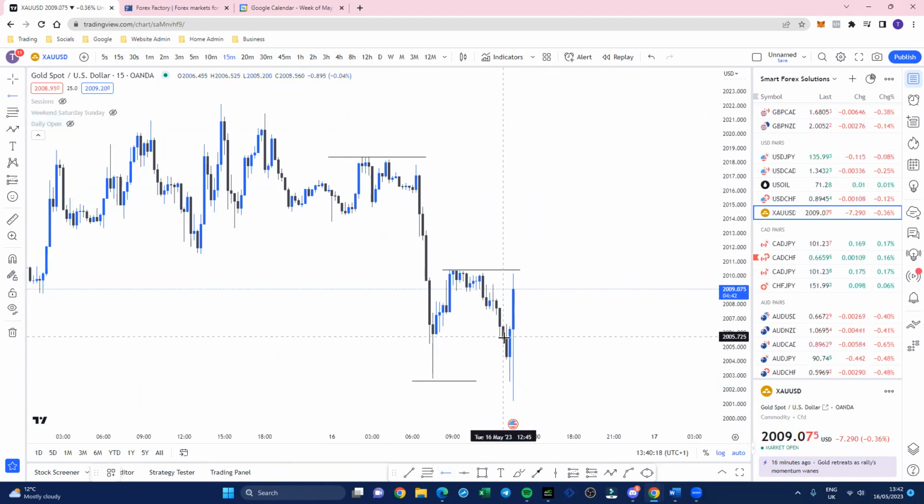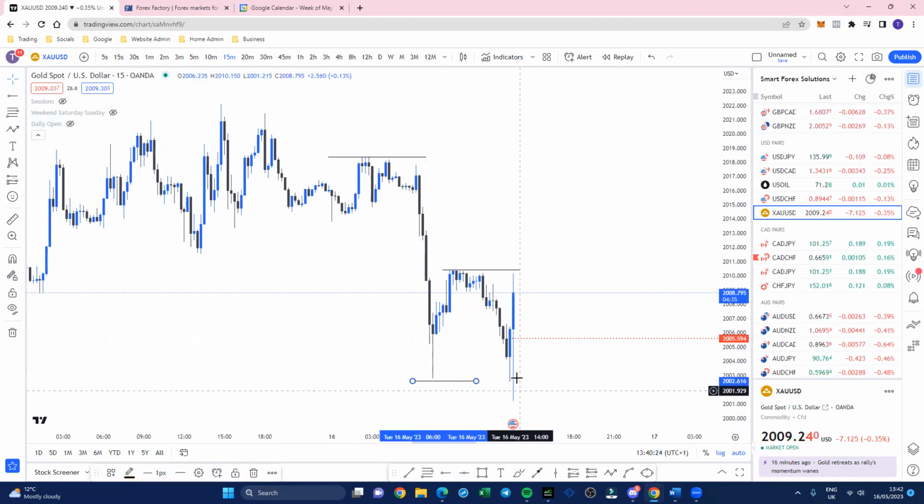I do like this candle. You know, I do like that. That's really nice. I love the fact that we've swept the Asian low and then pushed higher. We just need to close above this area here, in my opinion.